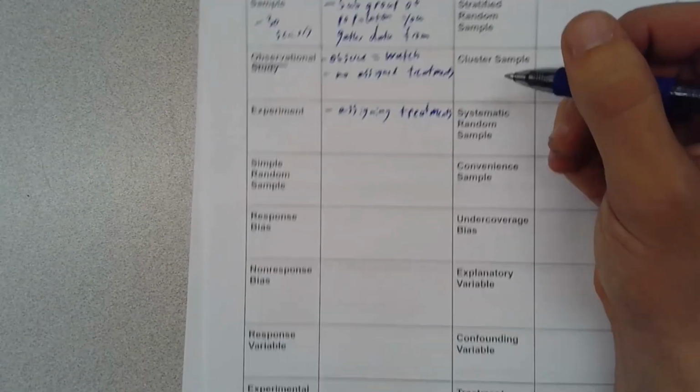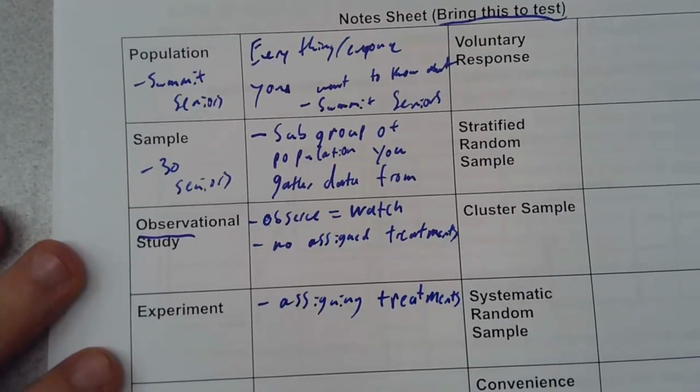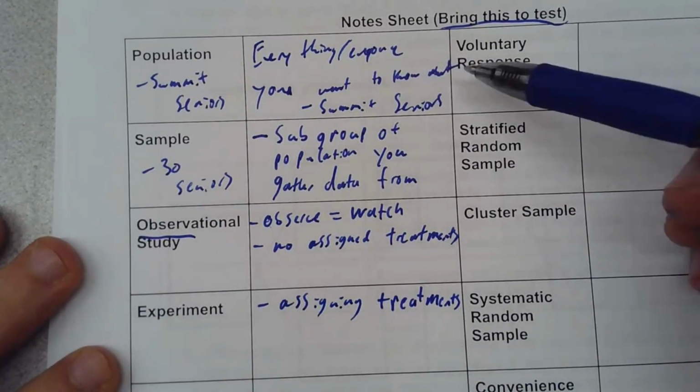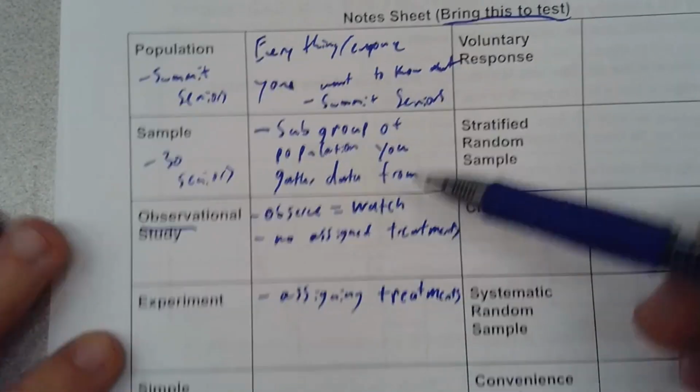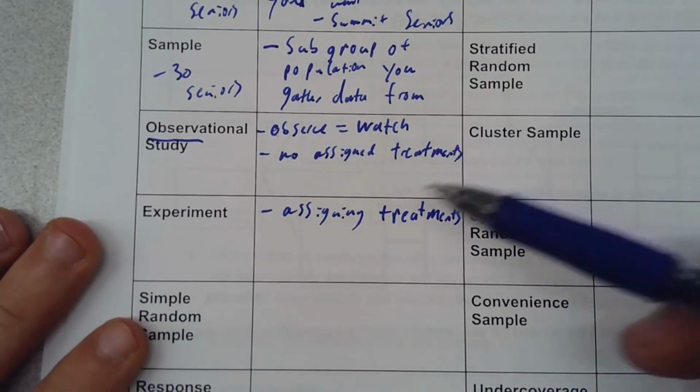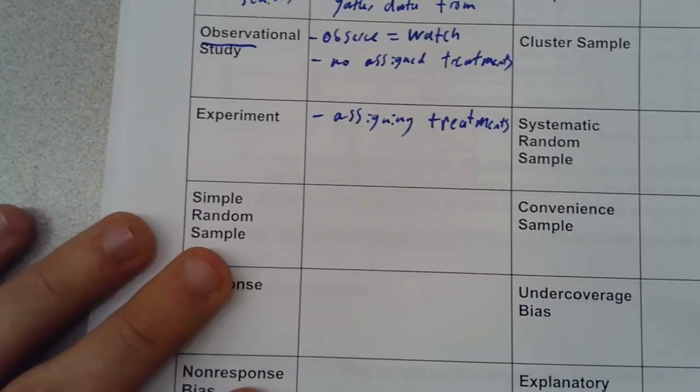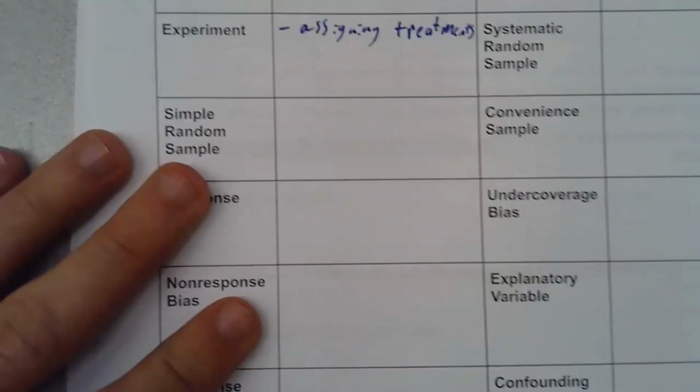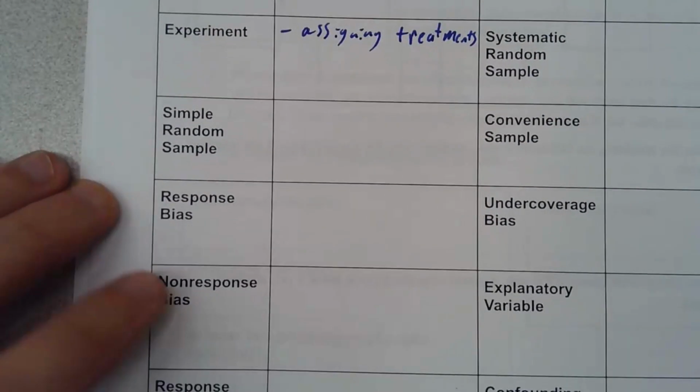Okay. Let me like bring this forward a bit. I think this is gonna help a lot. There we go. That's a lot better. So, population, everyone you want to know about, sample subgroup that you take data from. Observational studies like watching, no assigned treatments, and experiments assigned treatments. That's a lot better, right? Okay, there we go.